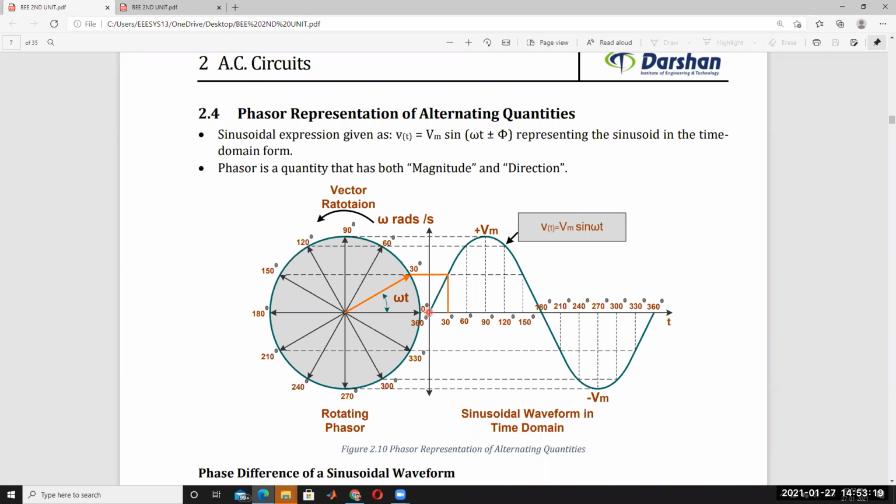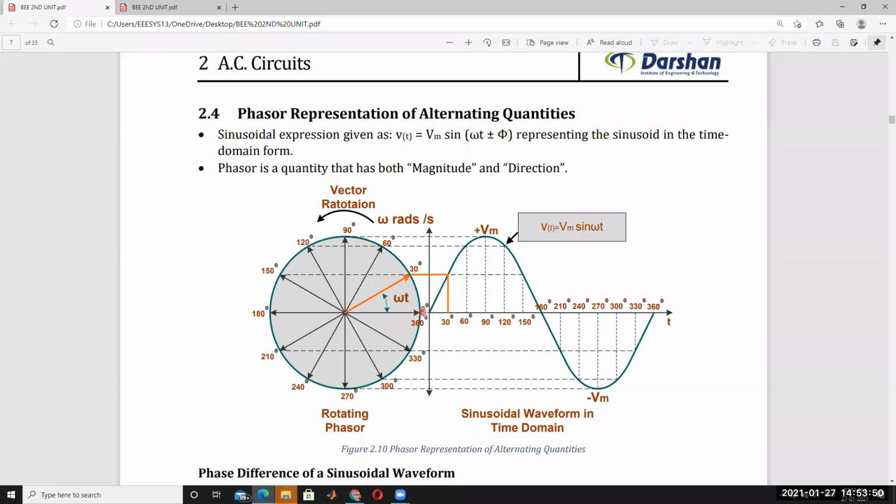Here omega t is equal to 0 degrees. Here is the sine wave. This is called a sine wave. Here also 0 degrees; for 30, this is called 30 degrees; 60, 60 degrees; and at 90 degrees, the maximum. Vector rotation is like this, in the anti-clockwise direction. Rotating phasor in the anti-clockwise direction. So this is the representation of the sine waveform in a vector manner.